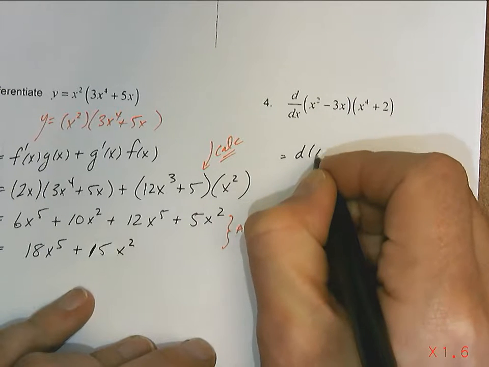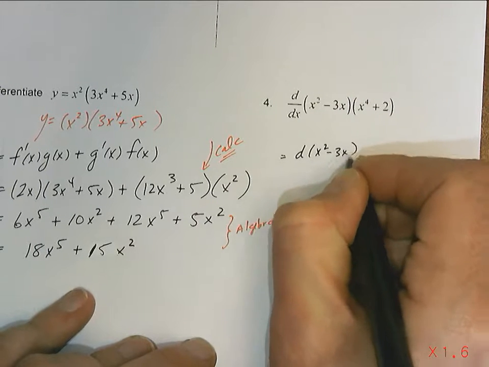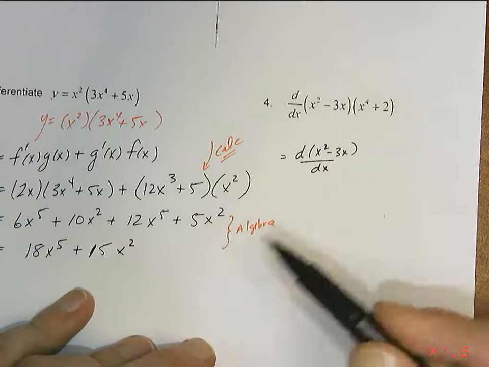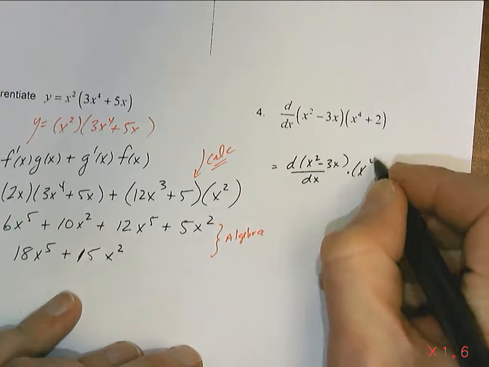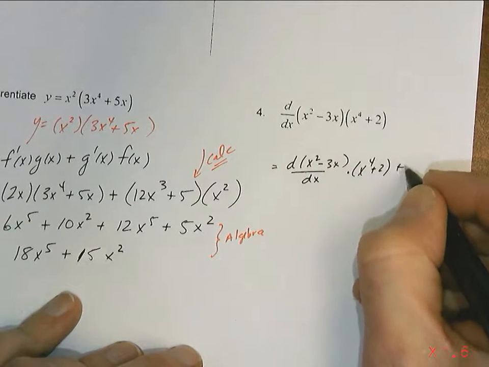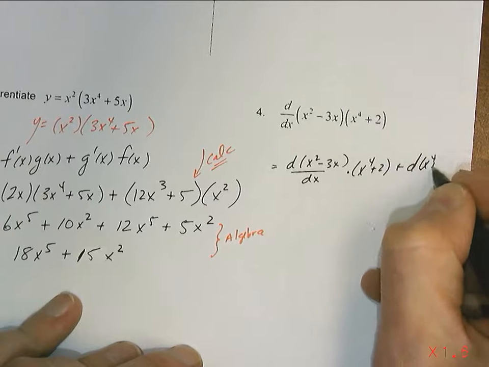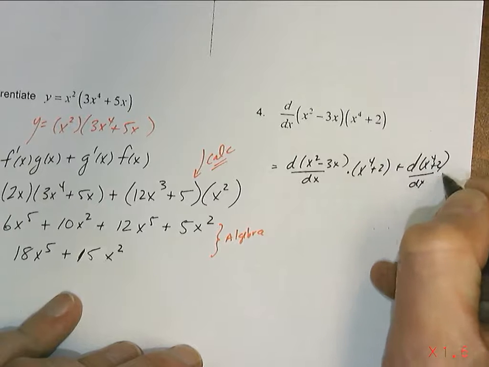The derivative of the first one would look like this if I was to write it out in a way that says take the derivative of the first one times the second plus the derivative of the second one times the first.